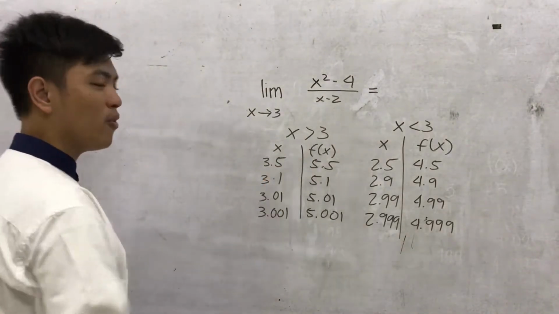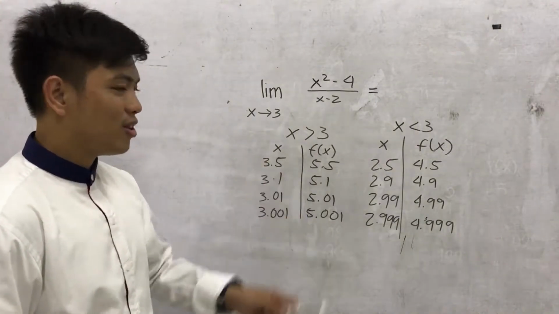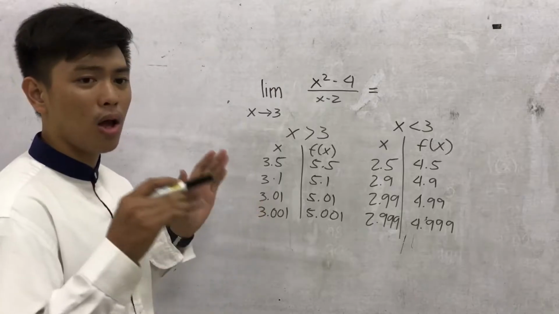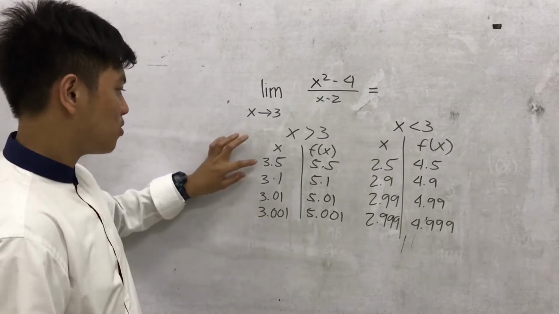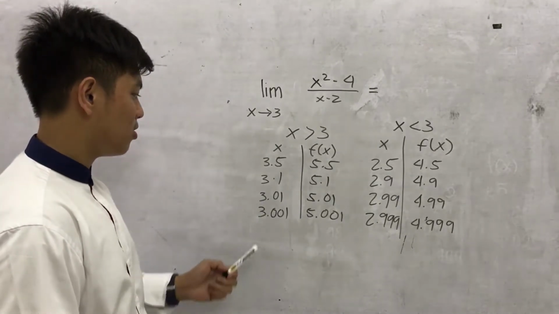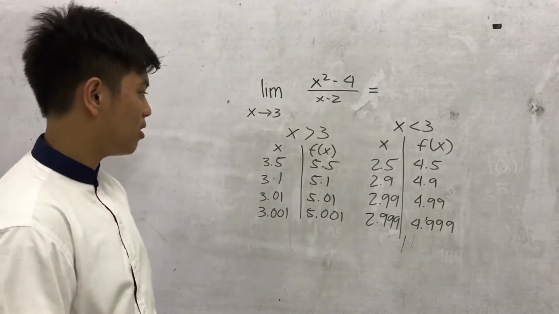Label x and f of x for you not to be confused. For x greater than 3, you need to take a number that is greater than 3 but approaches 3 only. So 3.5, 3.1, 3.01, 3.001.